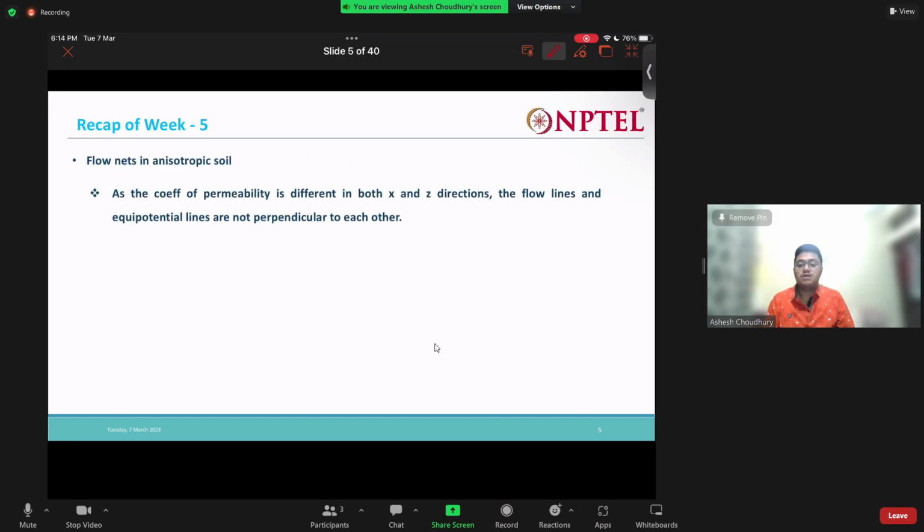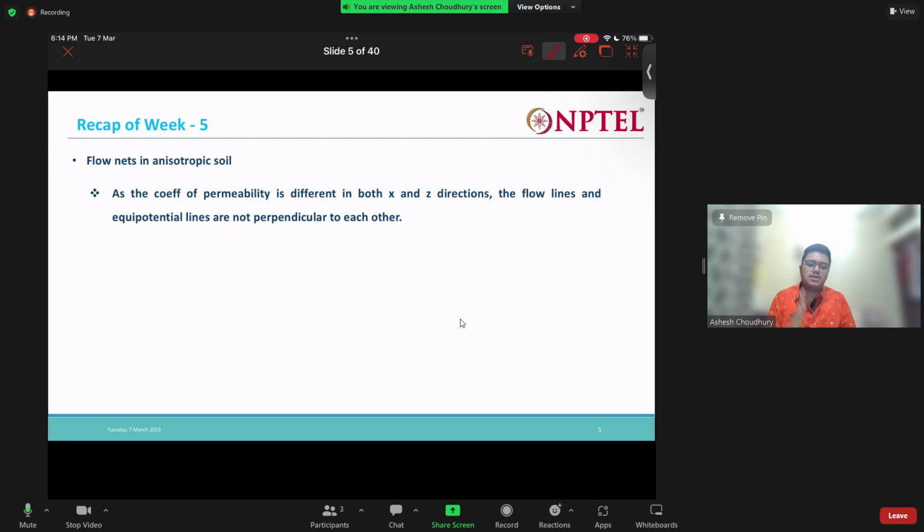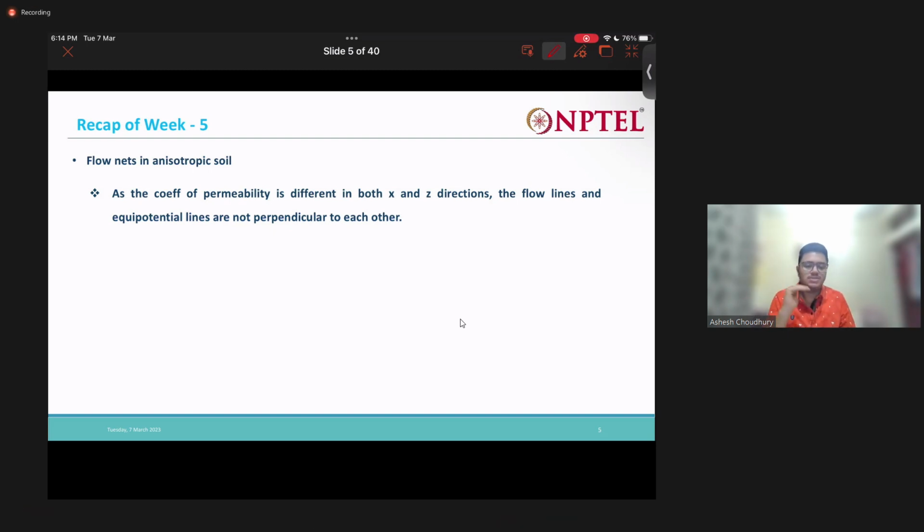Now next comes flow nets in anisotropic soil. What does anisotropic soil mean? Anisotropic soil means that our flow is different in both directions. In the x direction and in the z direction, the horizontal and vertical directions, my coefficient of permeability or hydraulic conductivity is different. In that case our flow lines and equipotential lines will not be perpendicular to each other.